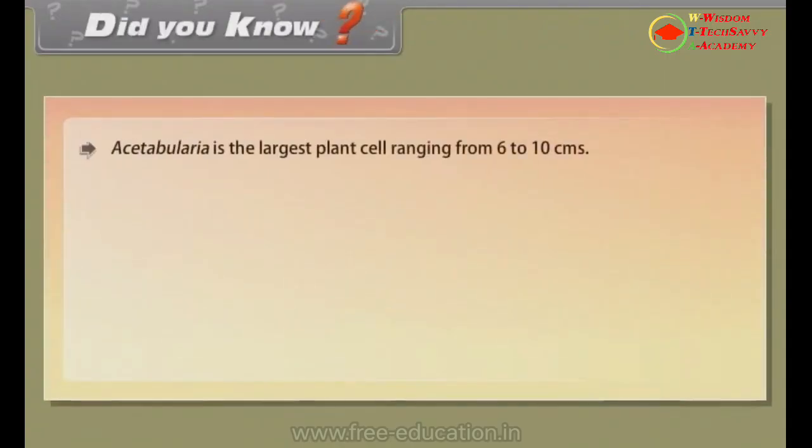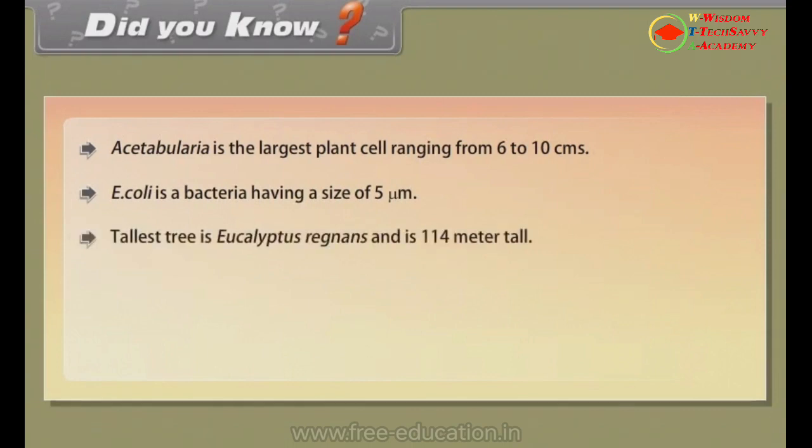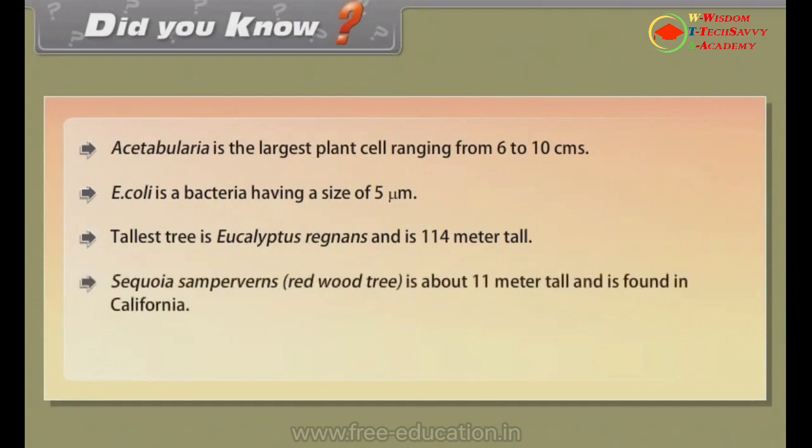Did you know? Acetabularia is the largest plant cell, ranging from 6 to 10 centimeters. E. coli is a bacteria having a size of 5 µm. Tallest tree is Eucalyptus regnans and is 114 meters tall. Sequoia sempervirens, redwood tree, is about 11 meters tall and is found in California. Elephant is the largest land animal.